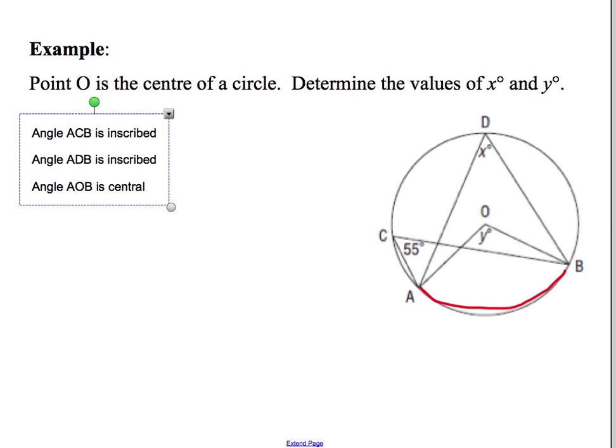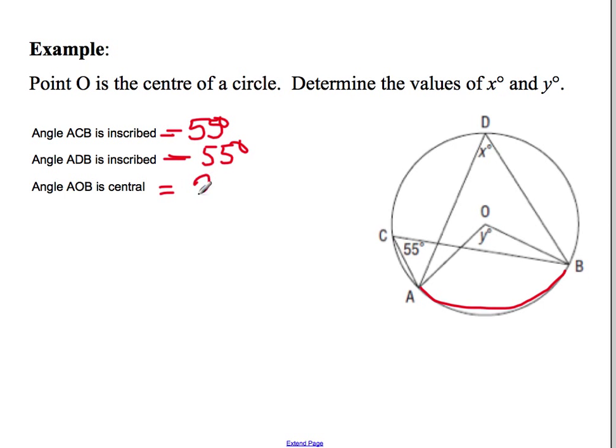Okay, so let's talk about these. Angle ACB is 55. So since this one, ADB, is inscribed, it's also 55. They're always equal. And since this one is central, I know it's 2 times the inscribed one. So 110. Okay, you with me so far? Okay, let's go through another one. Always feel free to pause, rewind, and watch the example again.